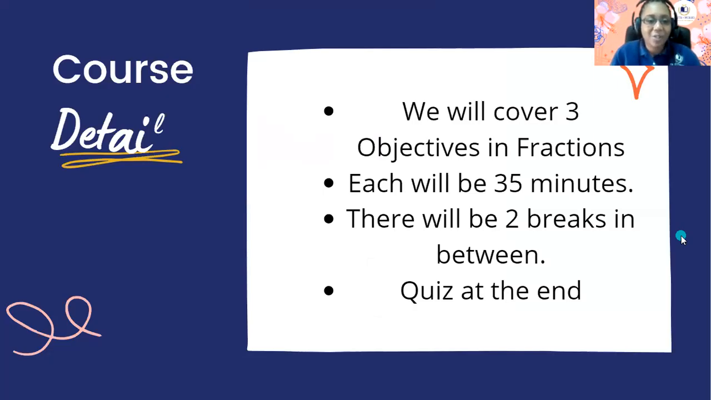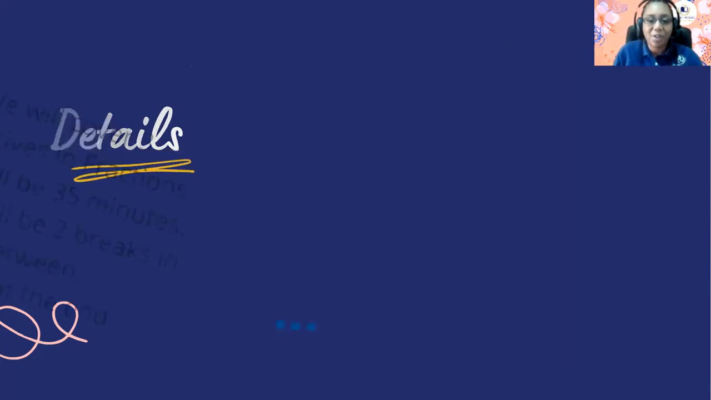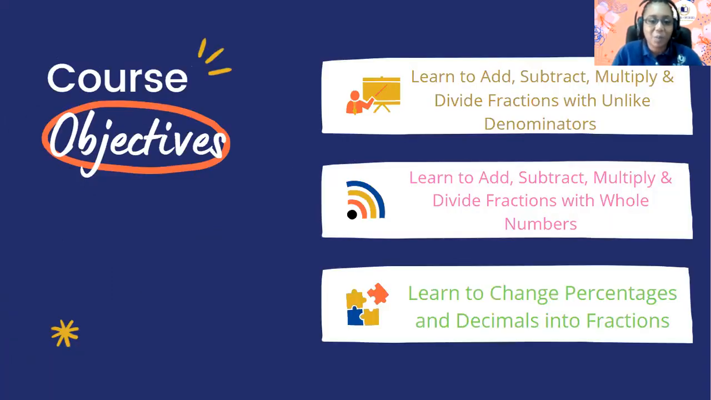Our course details: we're going to cover, but we'll try to do three, depending on the time, but definitely we're going to get through the first two. Each objective will be 35 minutes. There'll be two breaks in between and a short little baby quiz at the end, just to make sure that you understand what we did.